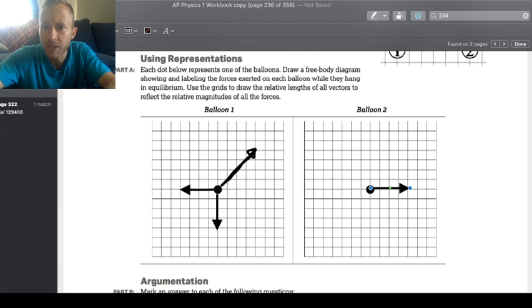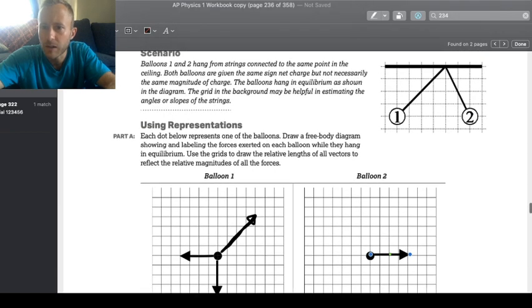And then I have the tension force, which has to go over 4 and up 8. So let me draw the tension force. 1, 2, 3, 4, 5, 6, 7, 8.